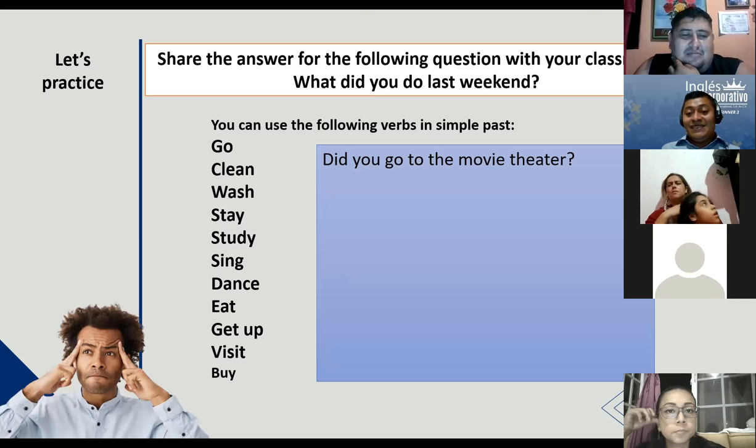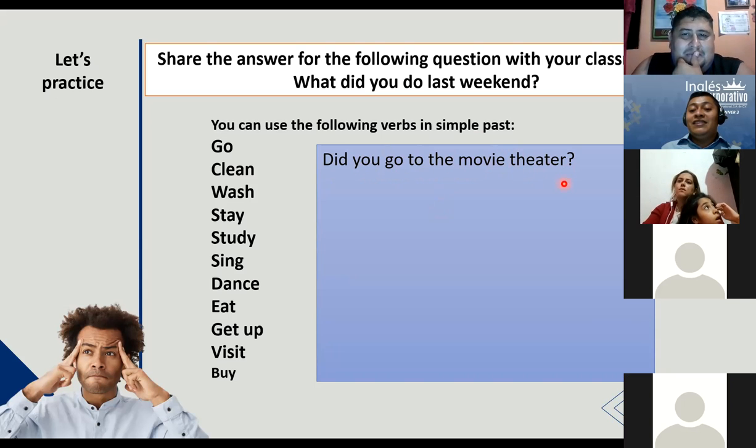Yes, I need to be there. Which one? In which part? Es una pregunta en pasado. Did you go to the movie theater? Fuiste al cine. And what was the answer? No, I didn't.